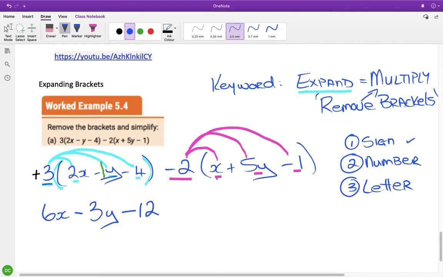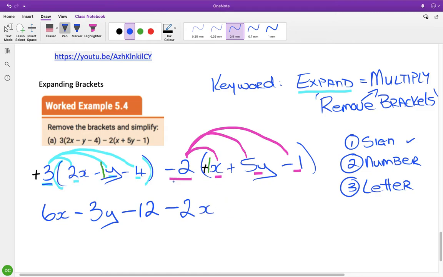We'll move on now to the second bracket. Sign: this is a minus and this x has no sign, which means it's a plus. Different signs mean my answer is going to be minus. Numbers: I have a 2 and an invisible 1, so 2 times 1 is 2. Letters: no letter here and an x here, meaning my answer is going to be x.